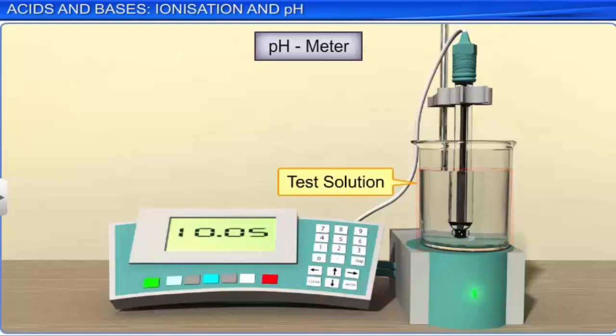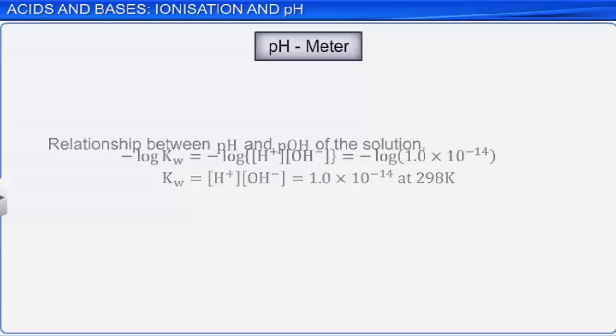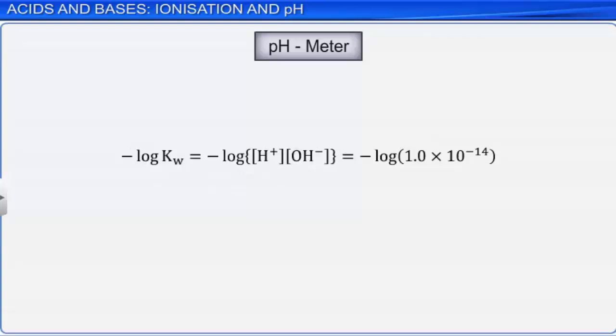As we saw earlier, the ionic product of water at 298 Kelvin is equal to the product of the concentration of H plus and OH minus ions, which is equal to 1 multiplied by 10 to the power of -14. On taking negative logarithm on both sides of the equation, we get negative log of Kw is equal to negative log of H plus and OH minus ion concentrations, which is equal to negative log of 1 multiplied by 10 to the power of -14.